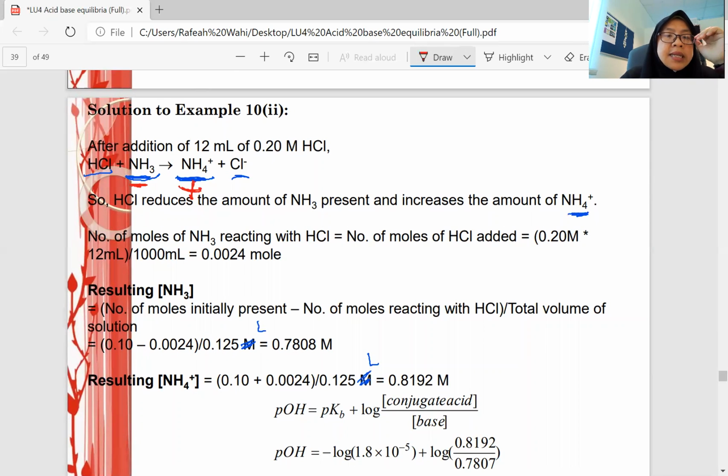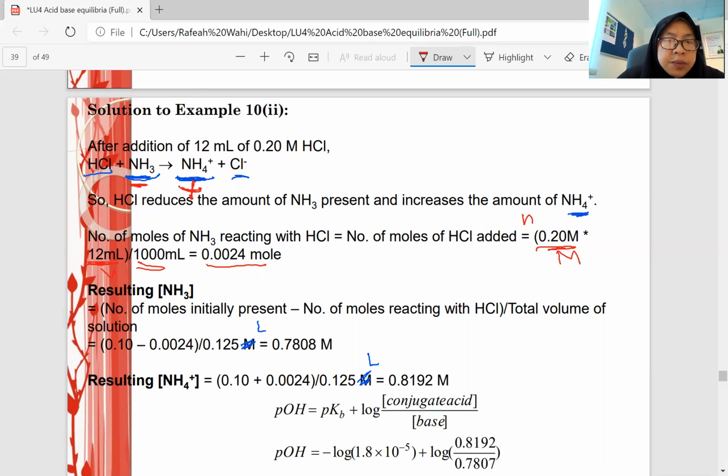Now, let's calculate the number of moles of ammonia reacting with hydrochloric acid. What is the number of moles of HCl added? It's 0.2 molar times 12 ml. So this is M and this is V. It equals N, which is the number of moles. So you have 0.0024 mole.